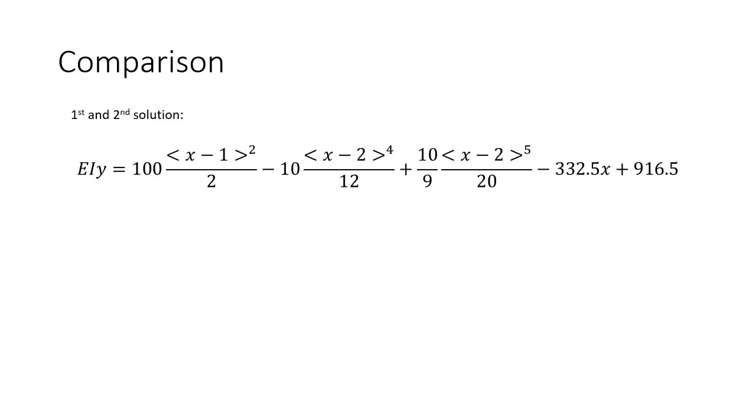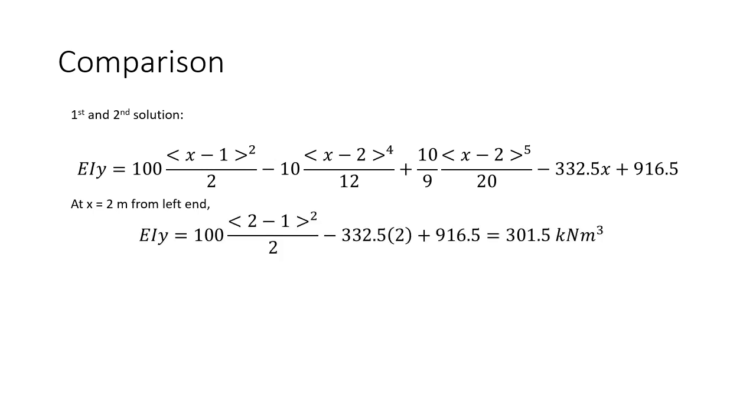Although here I will just show you the value for EIY. So for the first and second solution, our equation for EIY is this one. And then I will just get the EIY 2 meters from the left end. So 2 meters to the right of the left end. So for the first and second solution, that pertains to x is equal to 2. We substitute that to this equation and we get 301.5 kilonewton meter cube.